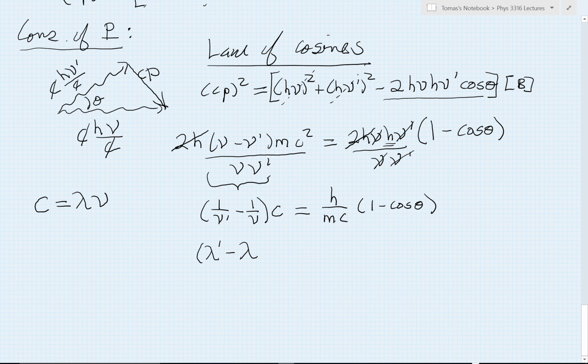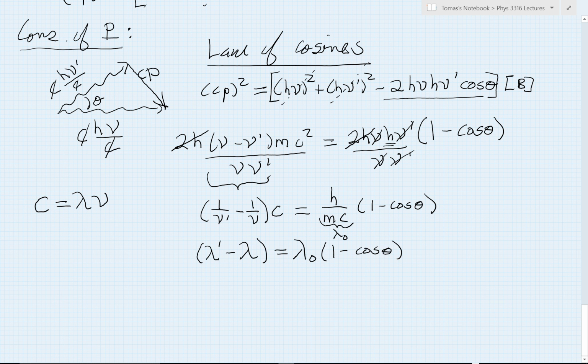And then what I have on the right-hand side is just this combination of fundamental constants, and that combination is usually given a name. It's usually called just lambda naught, so let's write it that way. It's some constant, lambda naught, times 1 minus the cosine of theta.